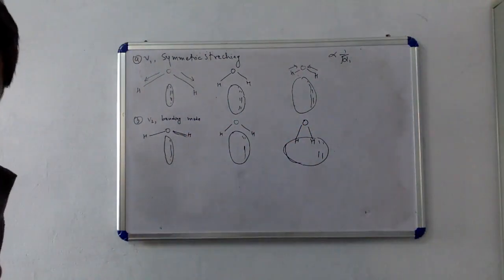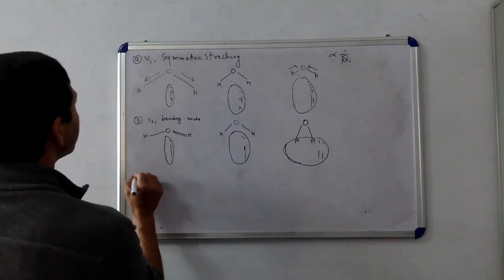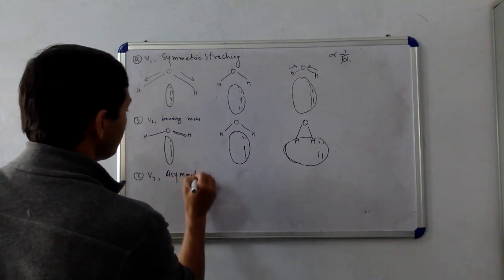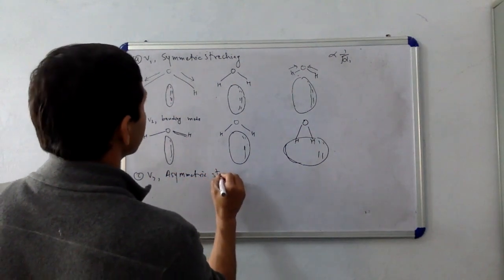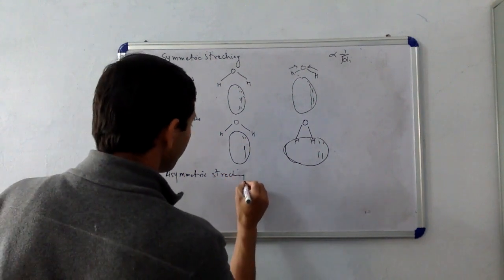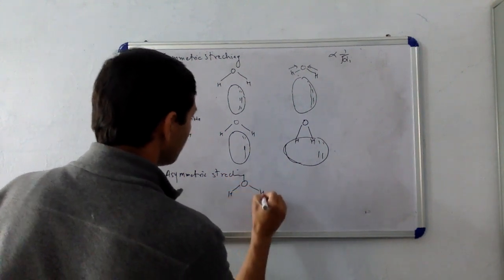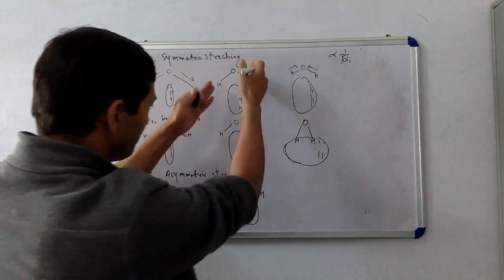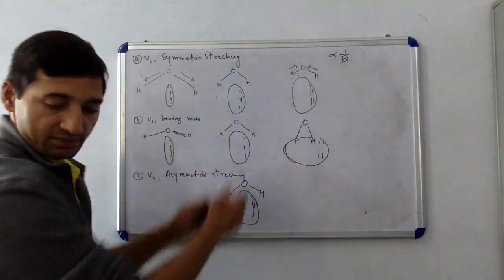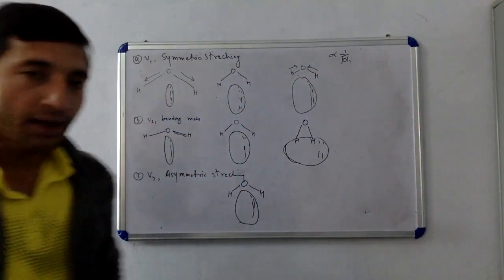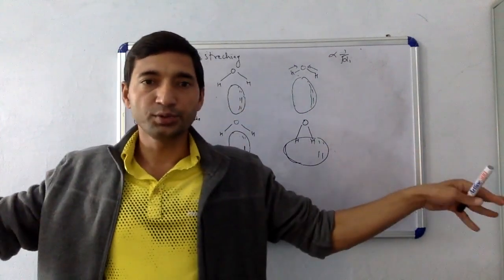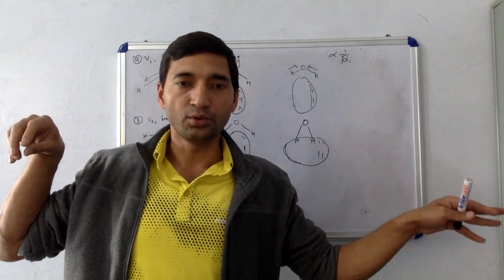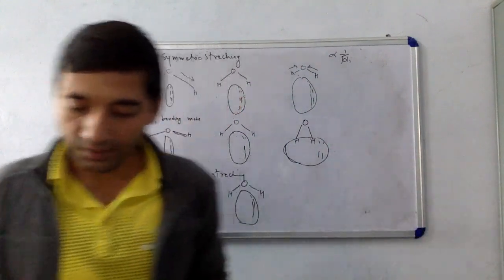Now finally, the C mode, that is V3, the asymmetric stretching. Again, this center one remains my equilibrium position. Be careful, all these ellipses are the same size. Now what is happening in this one: these are the two H atoms. One is coming towards the center atom O, and another is moving away from it. So what will happen in this case?